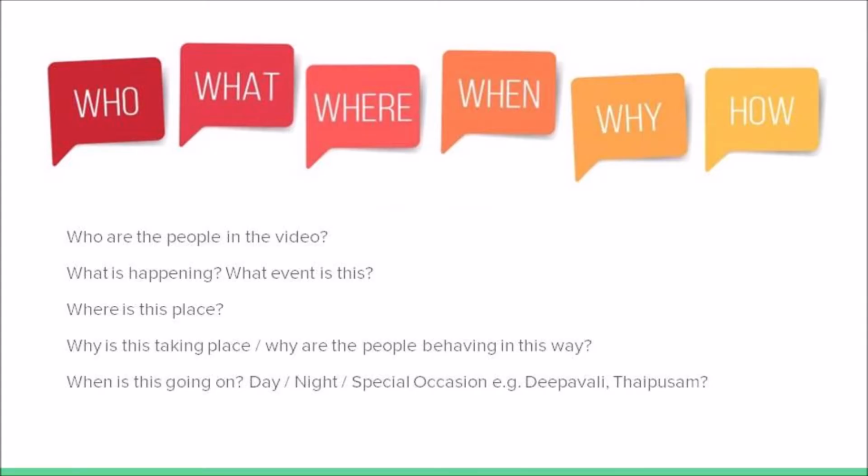Try to be specific and provide some details within your head, and think of how you're going to substantiate all this. Why is this taking place? It could be a cooking competition, it could be a visit to a doctor, or people queuing up to get vaccination. Why are the people behaving in this way? When is this going on? Is it happening on a special event, an occasion, Chinese New Year maybe, Deepavali, Thaipusam? Is it daytime or is it at night?